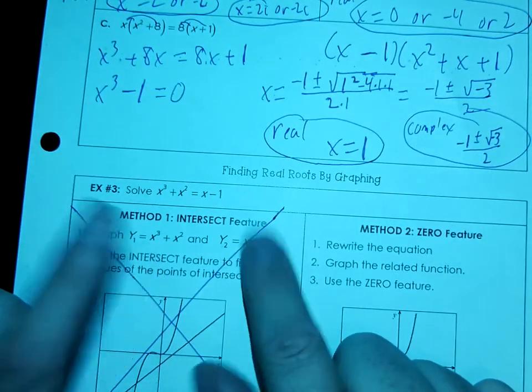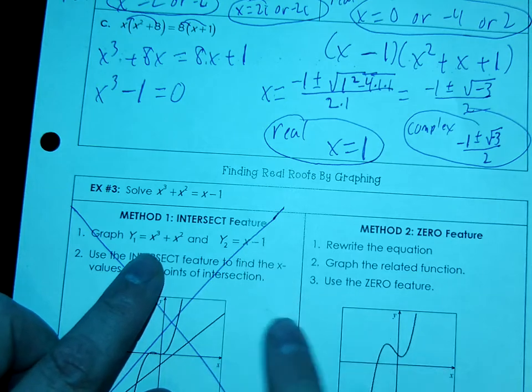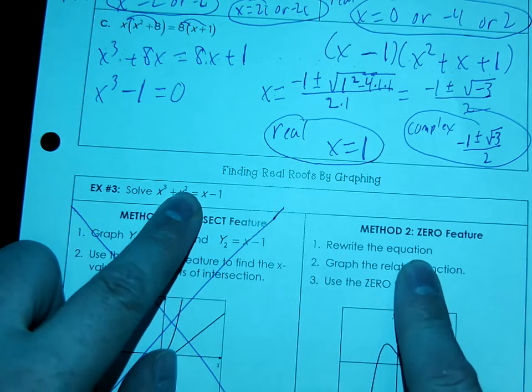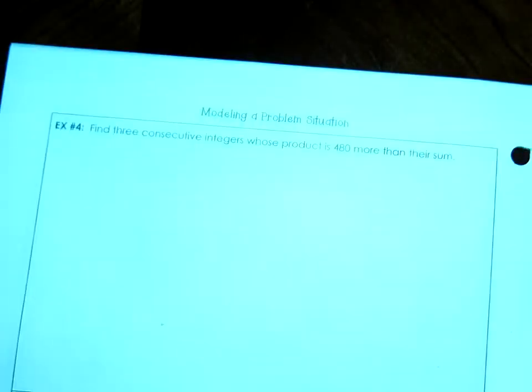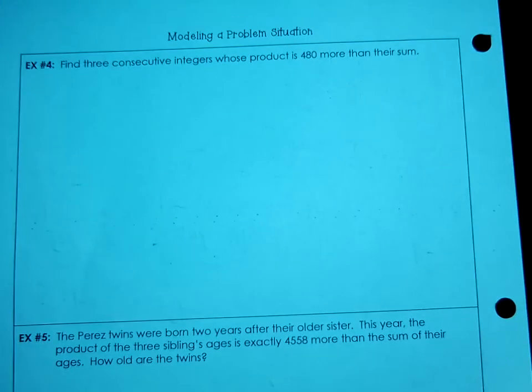And again, I wouldn't recommend the first method here, the intersection method. That's just extra work usually. And it's usually easier to do method 2, the zero feature, which on Desmos is just where it crosses.